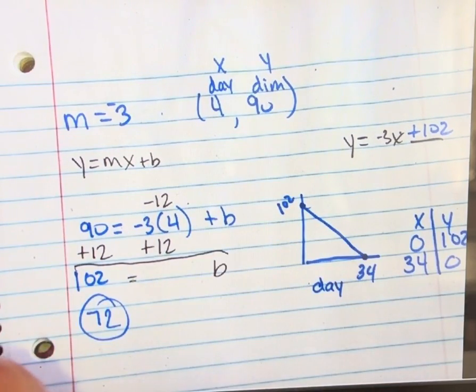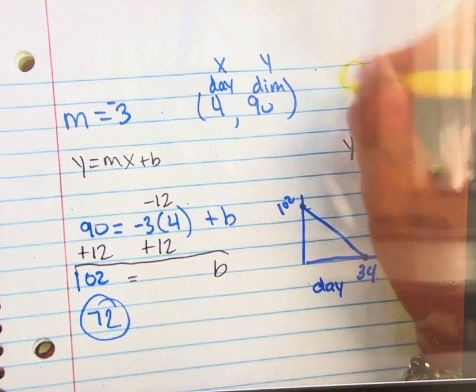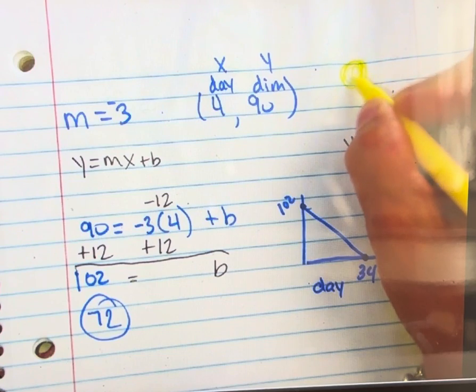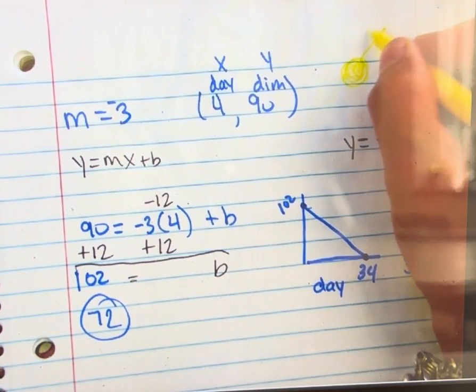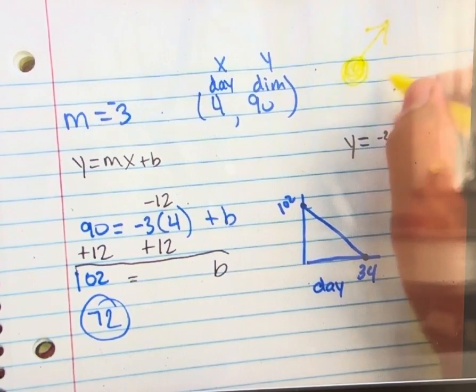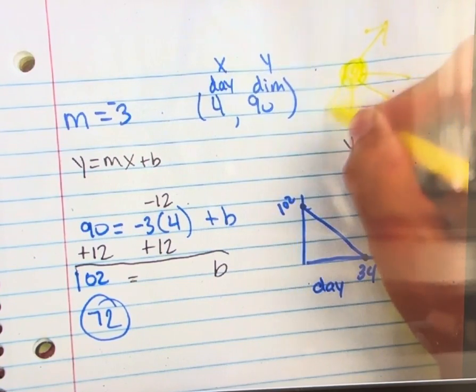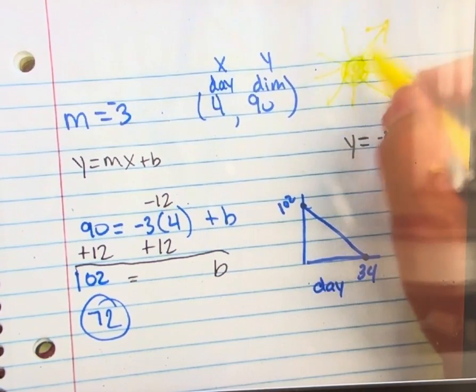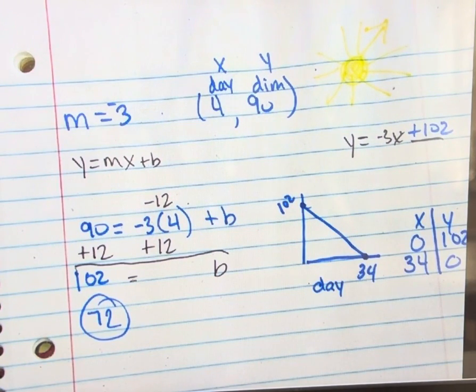So when you think about a ray, this might help you remember. You have a sun, and suns have rays that come off. And what do those rays do? Do they stop? No. Does this one stop? Yes. So that would be a segment.